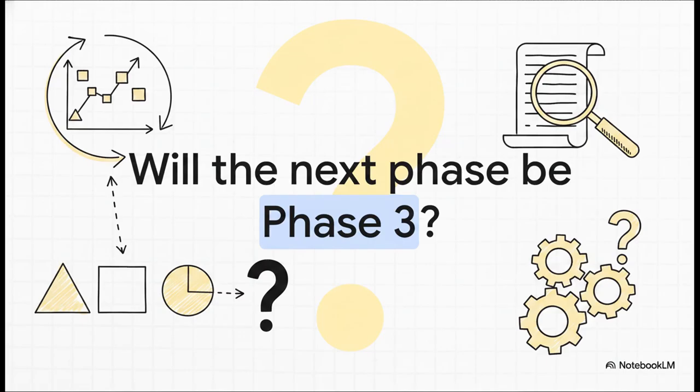This leads us to the big question, which the documentation itself raises. Will the next phase be phase 3? Since this is an ongoing observation, all we can do is continue to document what happens next, as it happens.